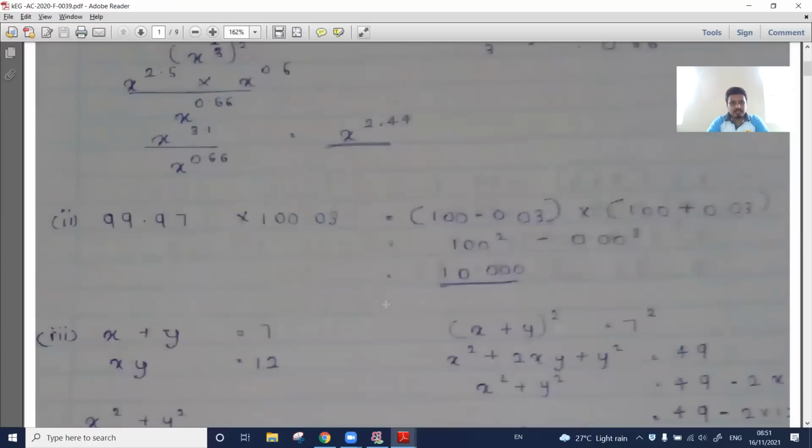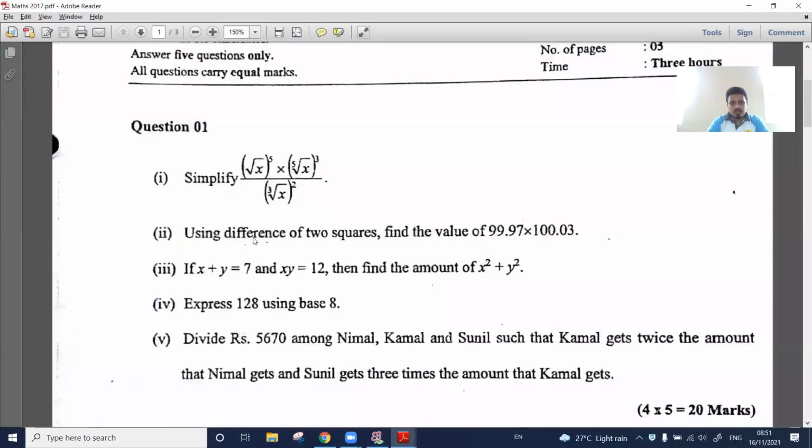Then part 2. Using difference of two squares, find the value of 99.97 into 100.03. 99.97 into 100.03. How can we do that?